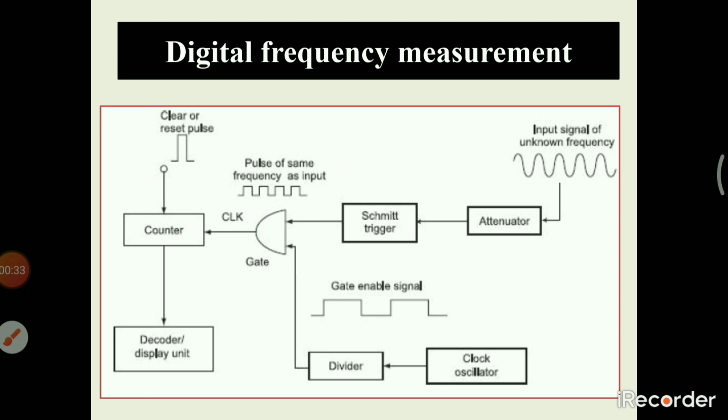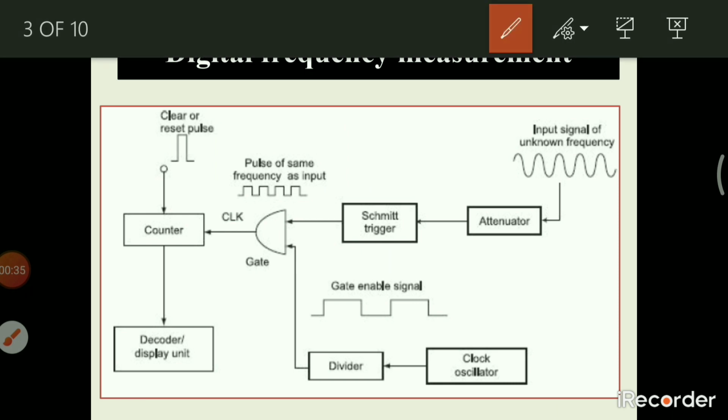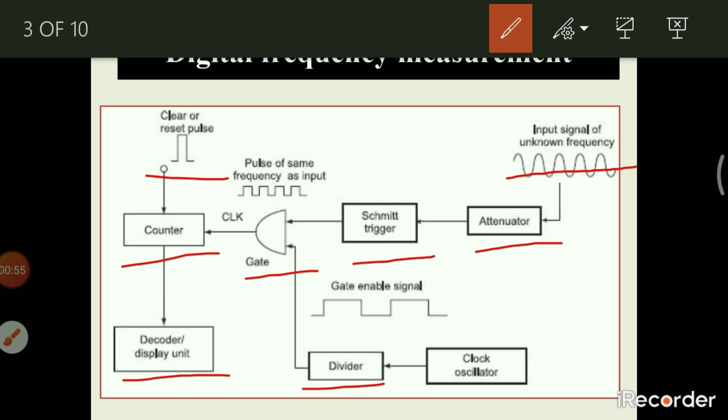It consists of input signal of unknown frequency, attenuator, Schmitt trigger, AND gate, counter, decoder or display unit, clear or reset pulse, divider, clock oscillator. Now, working principle: how does it work?